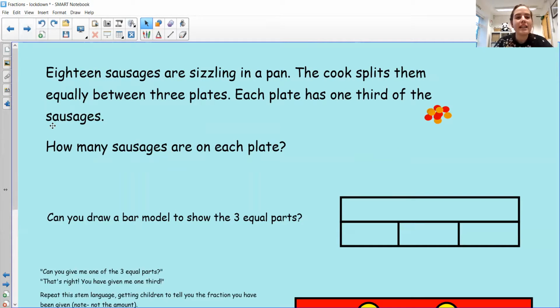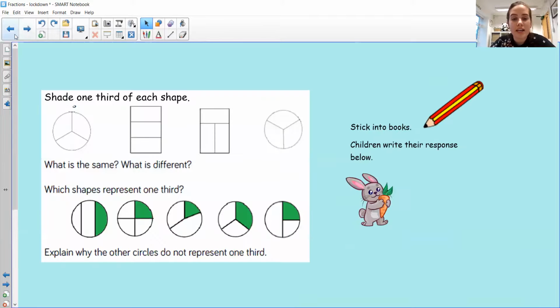And the next one is 18 sausages are sizzling in a pan. The cook splits them equally between 3 plates. Each plate has 1/3 of the sausages. How many sausages are on each plate? So you've got these 2 to work through with your bar modelling, and you've also got this activity to work through. I hope that you have enjoyed fractions this week.